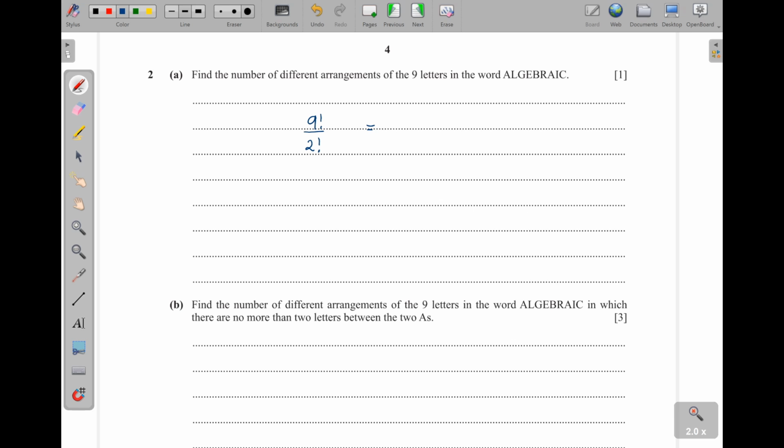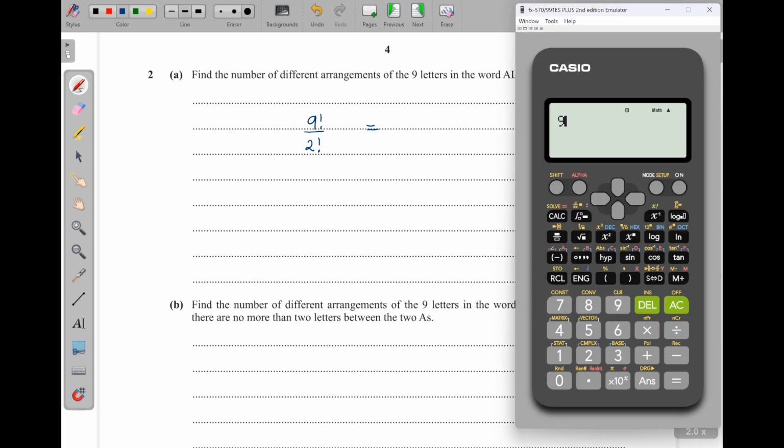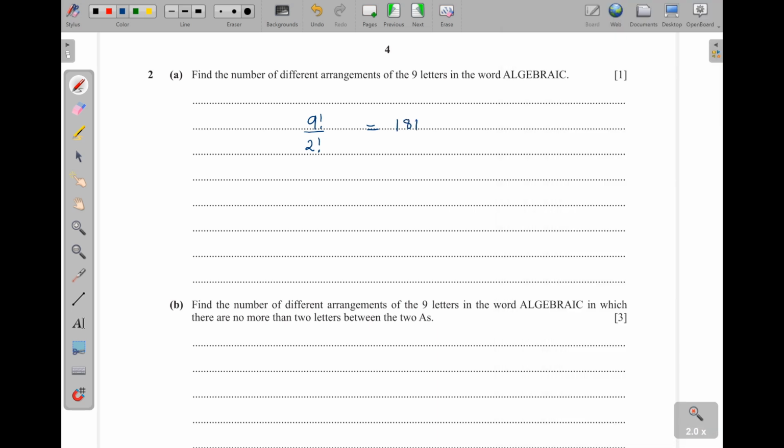Then when we put this one in the calculator, what we get? 9 factorial, we divide by 2 factorial. That one is 181,440.